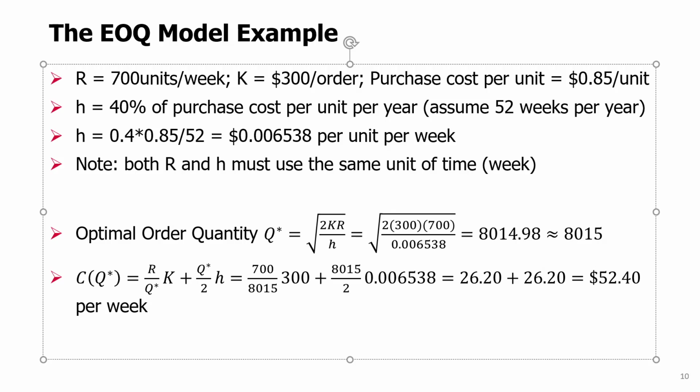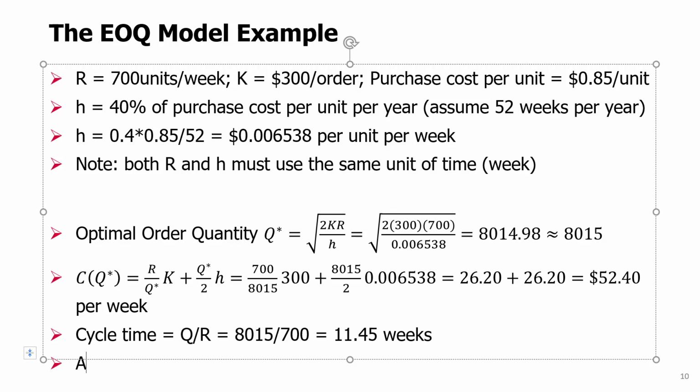The reason this is per week is, of course, because we assumed the holding cost is per week and the flow rate is also per week. Now, another interesting measure could be the cycle time. We could calculate cycle time, which is Q over R, and that's going to be 8,015 divided by 700, which will be 11.45 weeks. It's the length of the cycle.